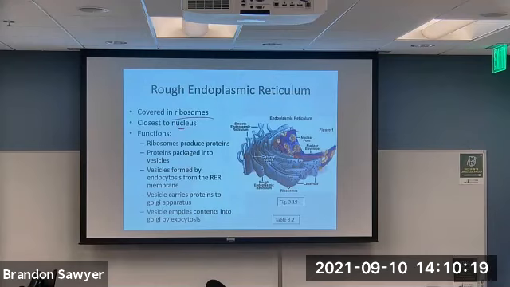Again, those ribosomes are producing proteins for us. The proteins are then packaged into these little vesicles, similar to the vesicles we saw when we did endocytosis. Those are going to be carried to the next step, which will be in the Golgi apparatus. So those vesicles form by the rough ER and carry those proteins to the next step in the process, the Golgi apparatus.